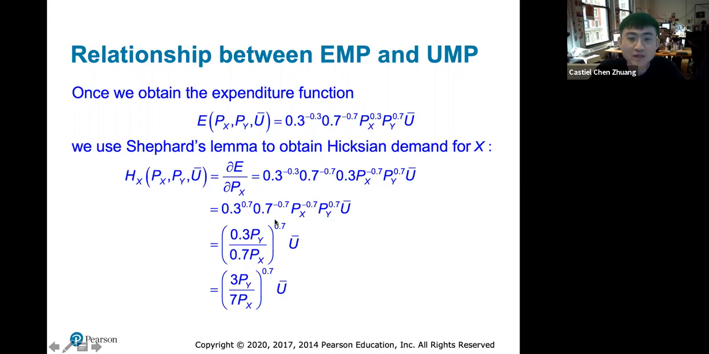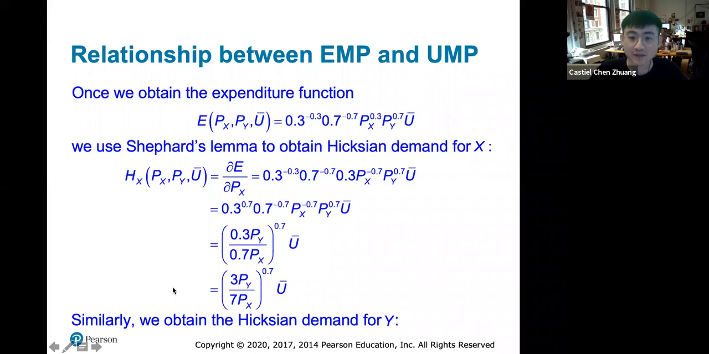And then you can rewrite this as a ratio and put the 0.7 as the exponent of the whole ratio. You can do that, and then you get a Hicksian demand function, which is exactly the same as what we got before, right? When we solve the EMP directly, we also get this equation. So this proves our point, okay? You can get a Hicksian demand by going from the UMP to the expenditure function and then use the lemma to get this, or you can solve the EMP directly. So you have two ways to achieve the same goal using the relationship between EMP and UMP.